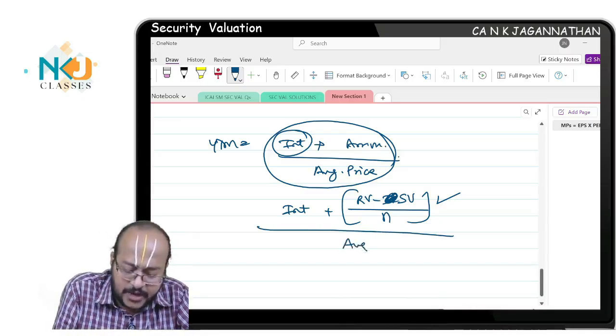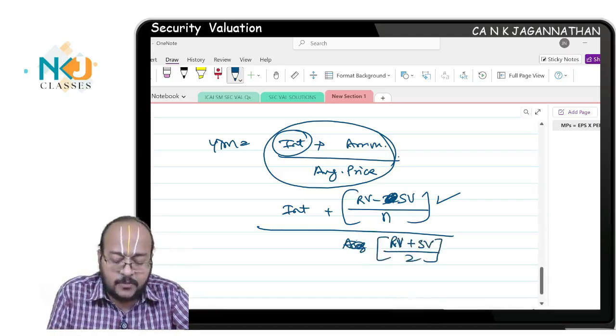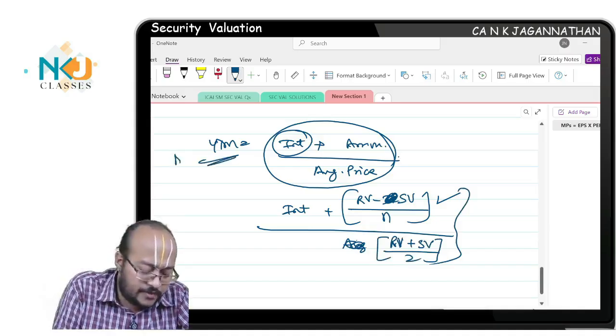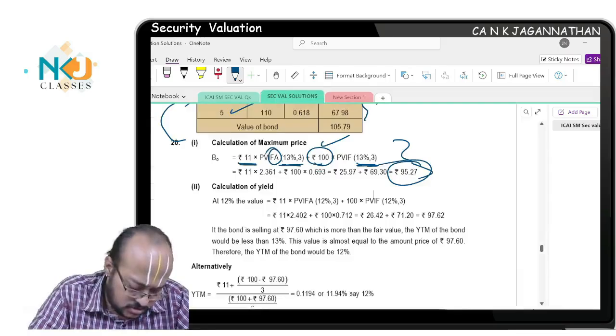Average price, I can write simply as redemption value plus subscription value divided by 2. Simple average. If you calculate this, you will get the approximate YTM. This will be the approximate YTM. Okay, the institute has presented it this way.